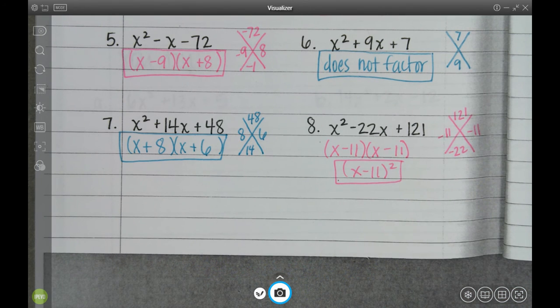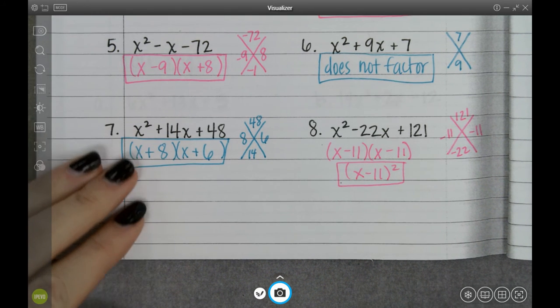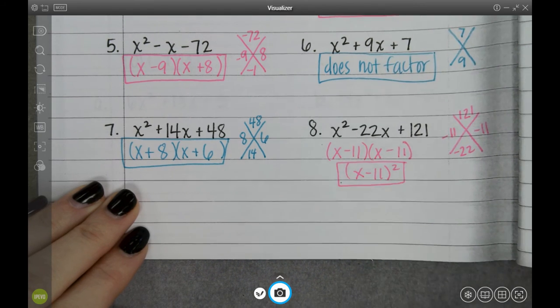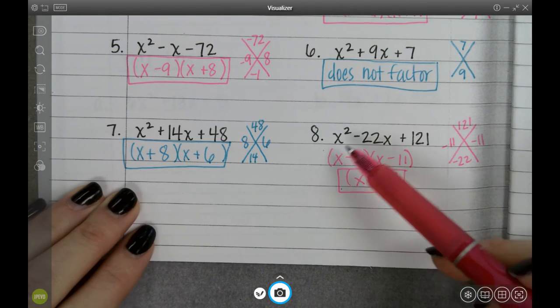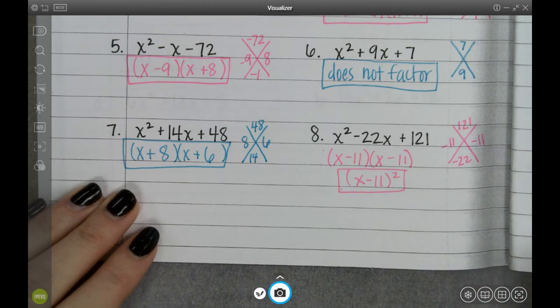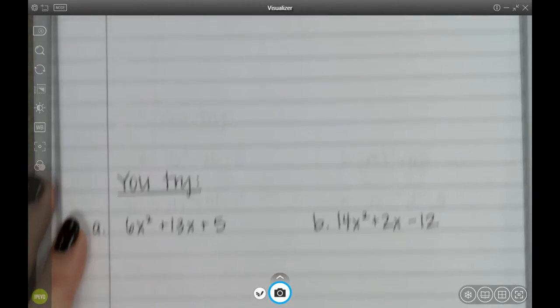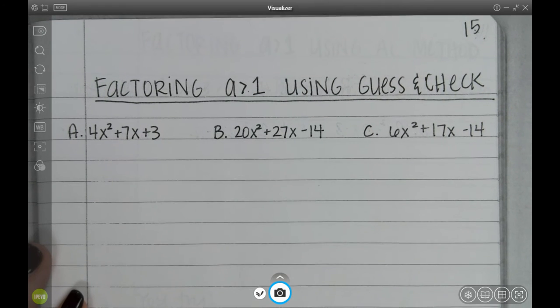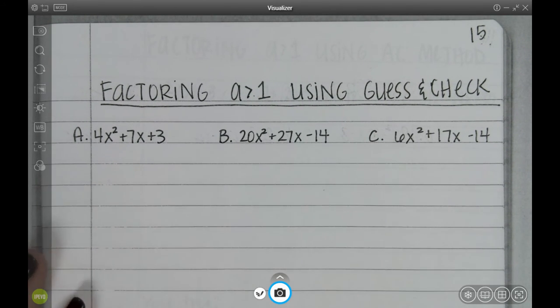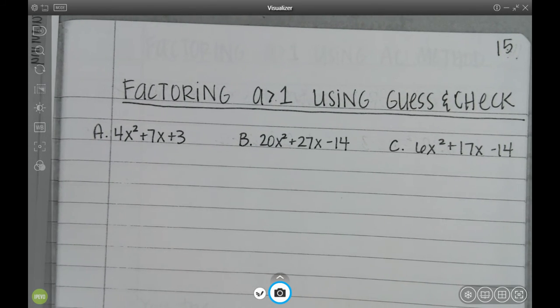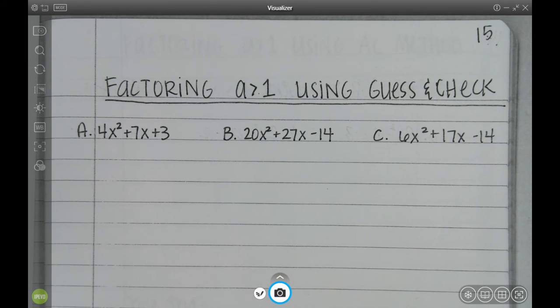Okay, those are my favorite factoring problems. I could do those all day long. They're just pretty simple, pretty easy. Okay. There are harder ones because when you add a coefficient in front of that x squared, it changes things. So page 15, there's nothing to glue in. We're going to write it all. I'm going to give you a second to write all that down.